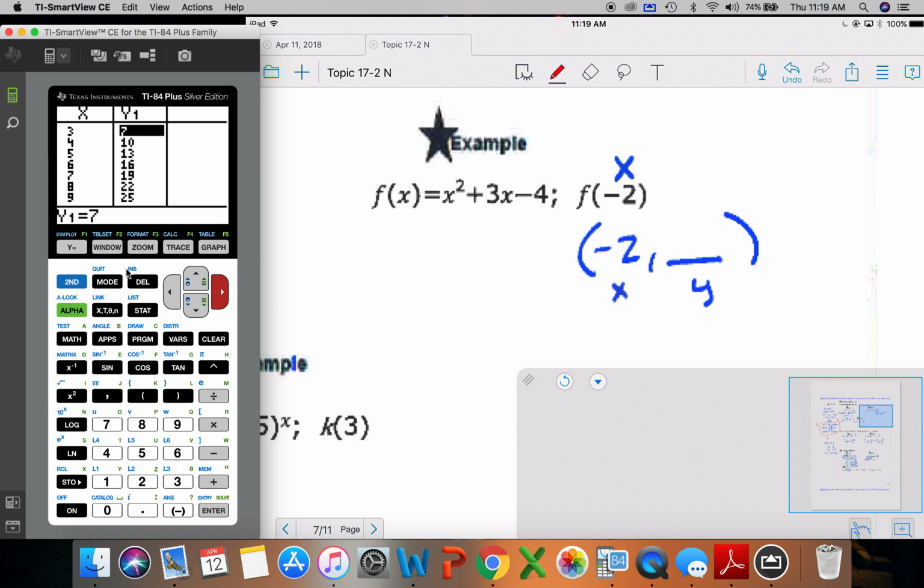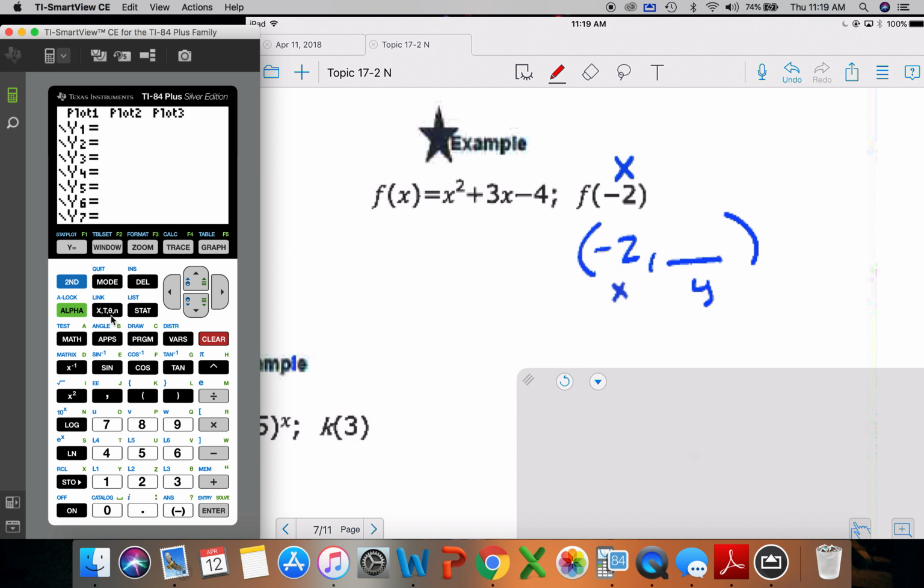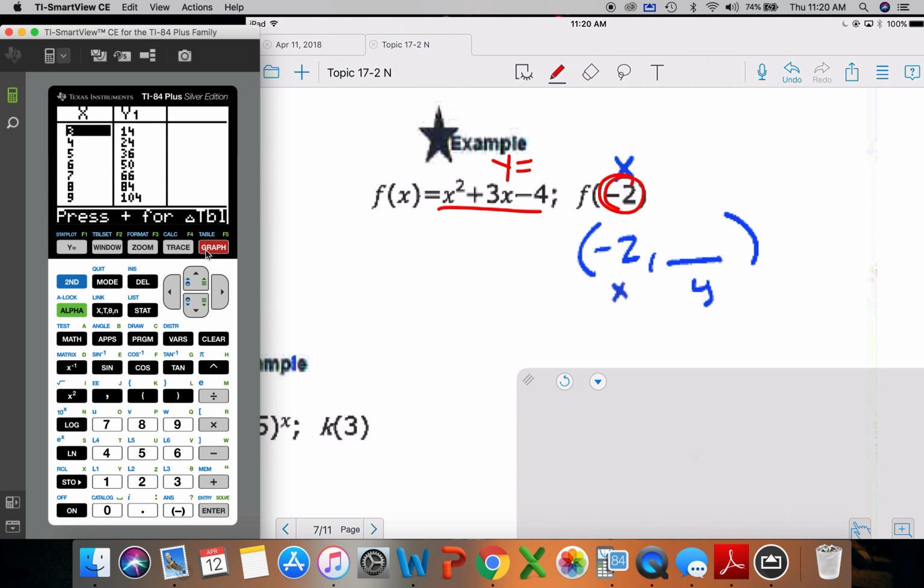So we're going to do this one together. In y equals, I'm typing x squared plus 3x minus 4. So I'm putting my entire equation into y equals. They are giving me an x value, so when I click second graph, I go to that x value and find my y. When x is negative 2, y is negative 6, and that's the answer they are looking for.